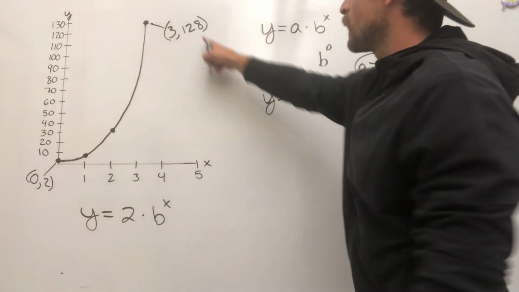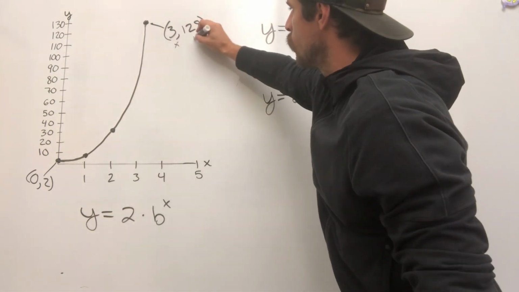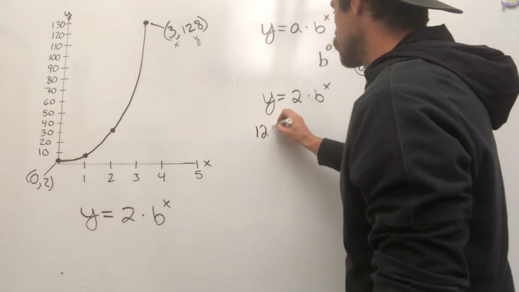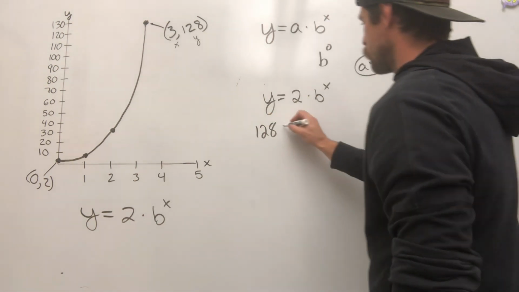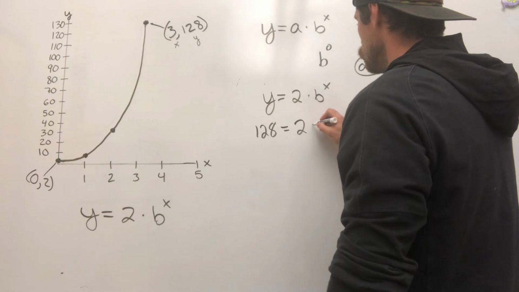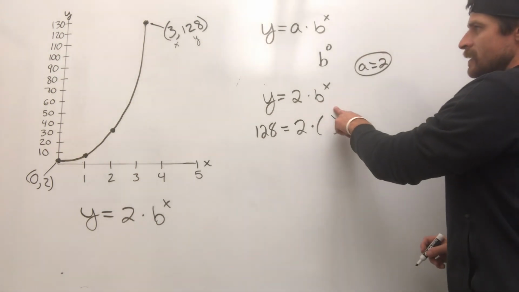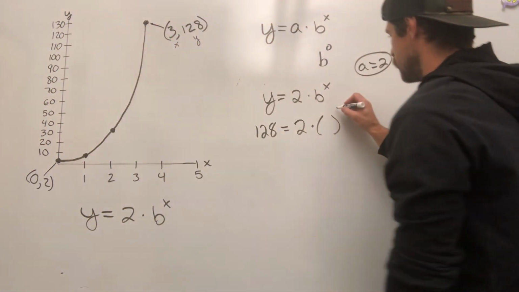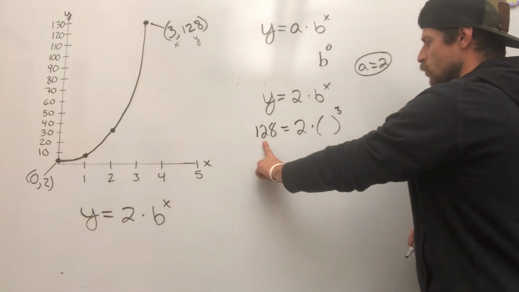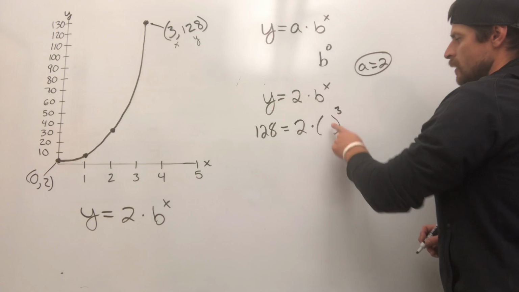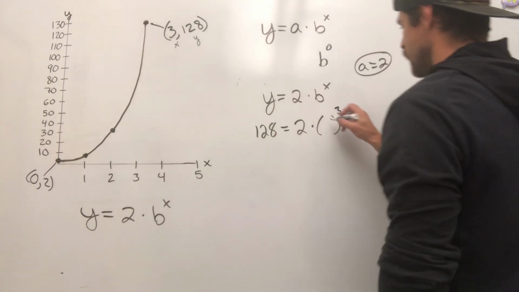So y is my 128. Remember, these are x, y coordinates. So 128 goes where the y is, just replacing it, subbing it out. 2 times b is the unknown. x is going to be 3 in this scenario. So when y is 128, our x is 3. So the only thing missing now is this b right here.